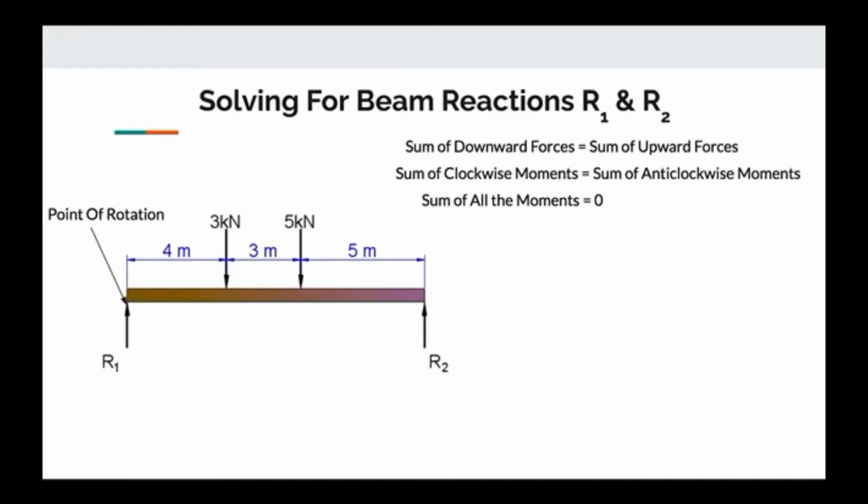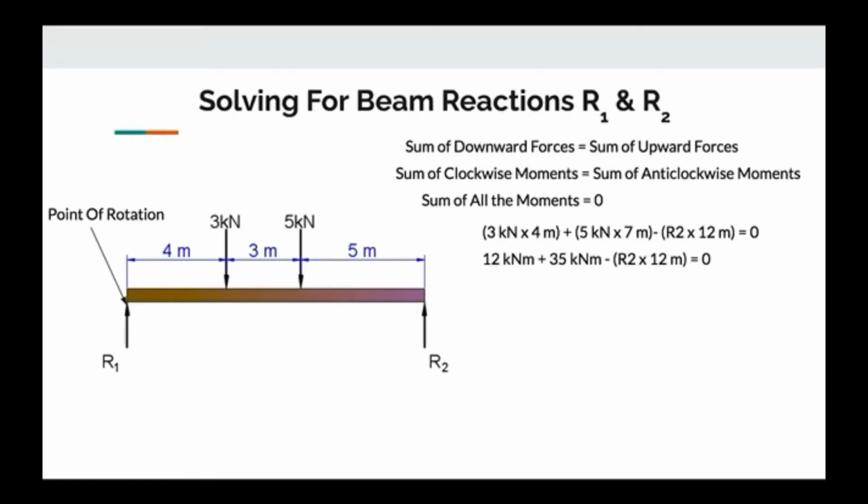So let's go ahead with the formula. So here are the 3 moments. This is what I was talking about. 3 times 4, that's the first moment. 5 times 7, that's the second moment. And R2 times 12, because R2 is at a distance of 12 meters from R1, which is the pivot point. If you notice, the R2 is negative because the rotation is anti-clockwise. Let's go to the next step.